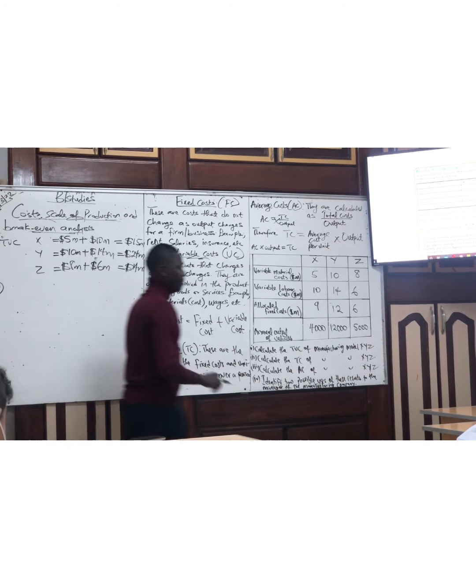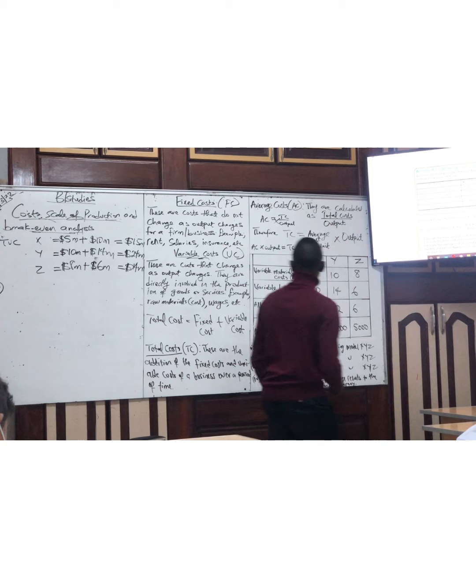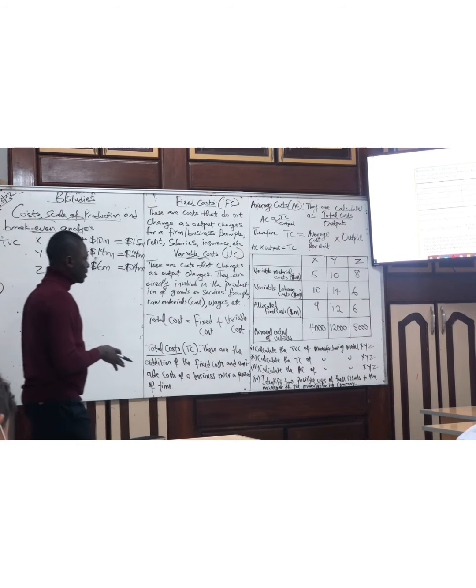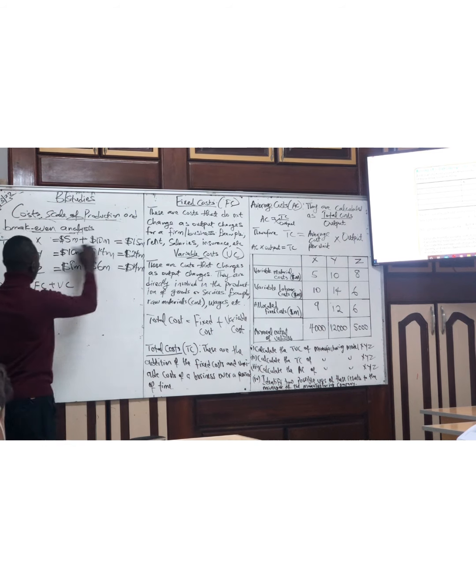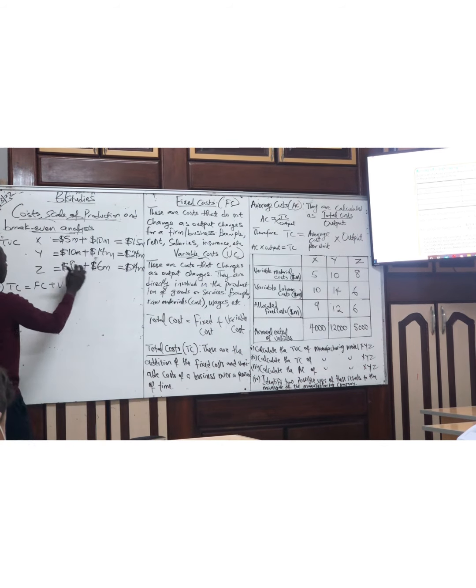They said calculate the total cost of X, Y, and Z. The total cost. Remember the formula for total cost. We say total cost is equal to FC plus VC, right? Yes. Now we know the VC of X. We know the VC of Y. We know the VC of Z. So TC.